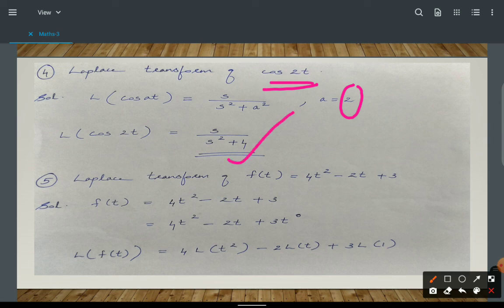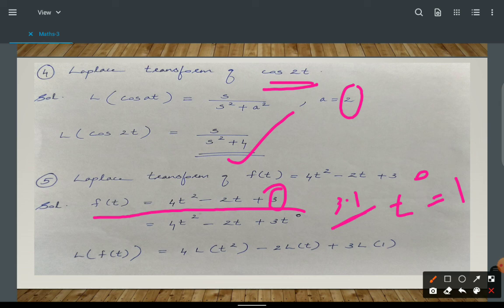Now, moving on to the fifth question. Laplace transform of f of t is equal to 4t squared minus 2t plus 3. First we consider the value of f of t, which is 4t squared minus 2t plus 3. Next, for this 3, there is no t term. That means we can give t raised to 0. t raised to 0 is 1, right? So it will be 3 into 1, that is 3 into t raised to 0.